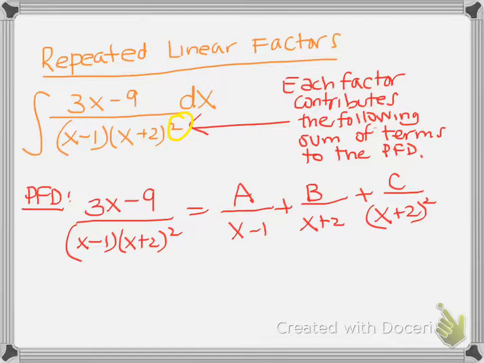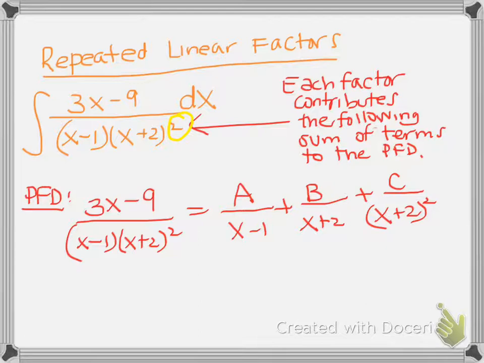Okay, and so to set up this PFD, we have the left side, of course, and it equals A over x minus 1, because that's not a repeating factor, so it's just A over x minus 1. And then we have a repeated factor of x plus 2. So then it would be B over x plus 2 plus C over x plus 2 squared. Okay, and that's the setup. So again, it is very important to make sure you understand if it's repeated.